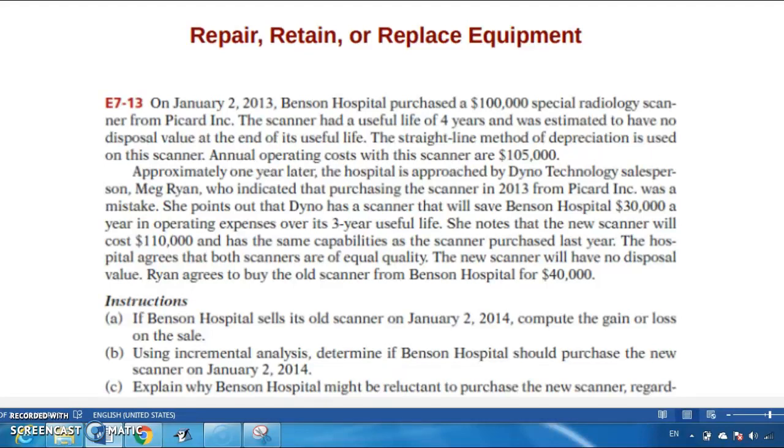Hello, still we are going to talk about incremental analysis. This one is going to be on repair, return or replace equipment. It's a decision that companies often encounter, and they have to decide whether to repair the equipment, return it, or replace it. So we are going to look at this question, and before you watch the video, pause the video and read the question so that we don't waste time in reading the question.